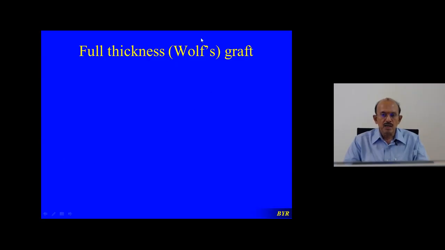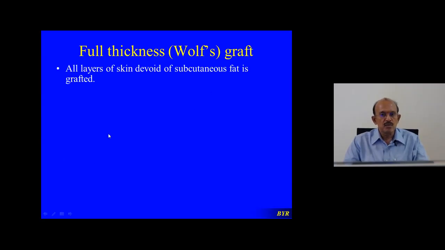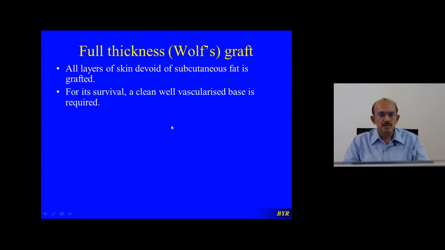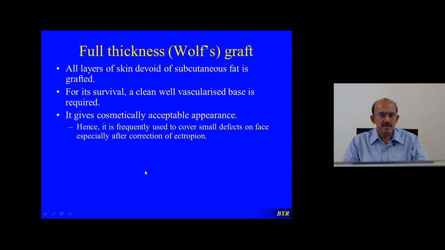So Wolfe has come out with the full thickness graft. All layers of skin, devoid of subcutaneous fat, are grafted. For its survival, a clean, well-vascularized base is required. It should have a very good vascular bed. It gives a cosmetically acceptable appearance. Hence, it is frequently used to cover small defects on the face, especially after correction of ectropion.